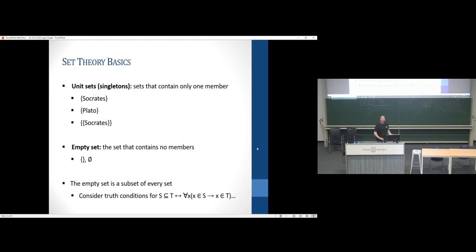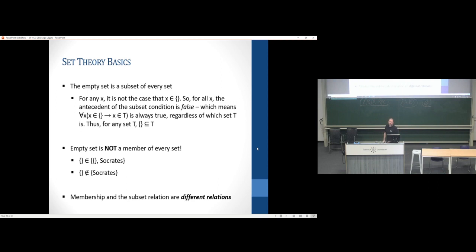So here's the argument for why the empty set's a subset of everyone. Basically, just go through the reasoning. For any x, it's not the case that x is a member of the empty set. So for all x, the antecedent of the subset condition is going to be false. That is, for all x, if x is a member of the empty set, then it's a member of T. Well, it's not a member of the empty set, so cool. The empty set must be less than. It turns out to be a subset, even of itself. But that's, again, okay. Remember, to be a subset is to be less than or equal to.